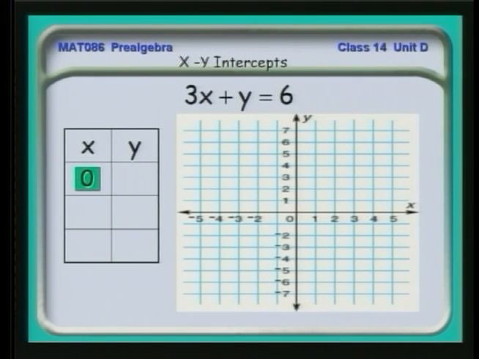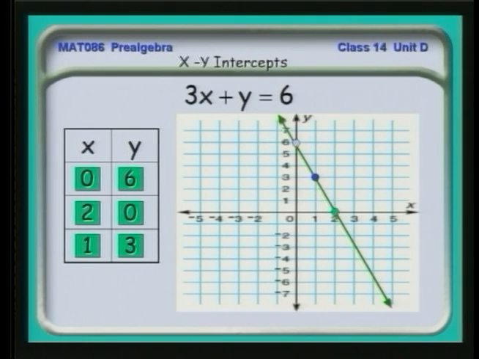Let's graph this. 0, 6, 2, 0, and 1, 3. There is 0, 6. X doesn't go anywhere. Y goes up 6. 2, 0. X is equal to 2, y is 0. And just to make sure we have a straight line, I have one more point in there.